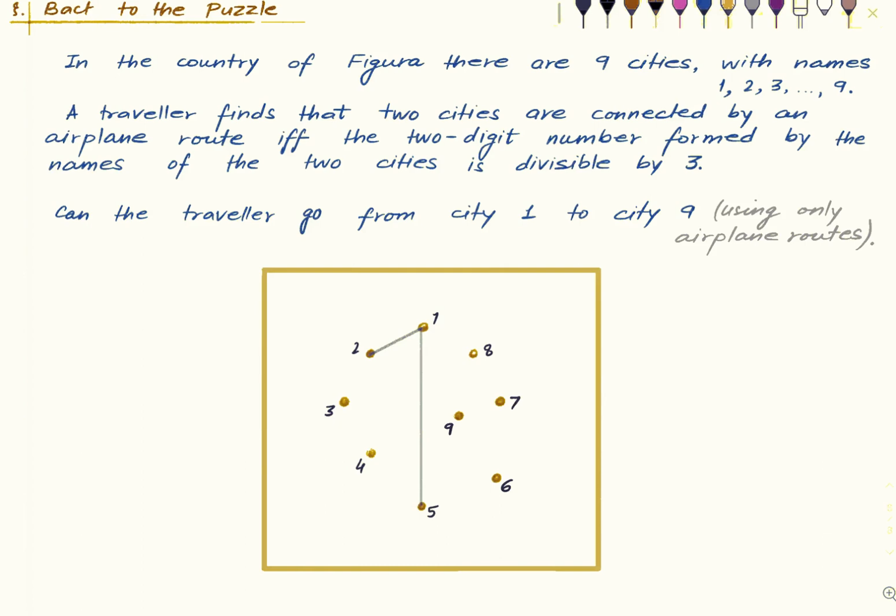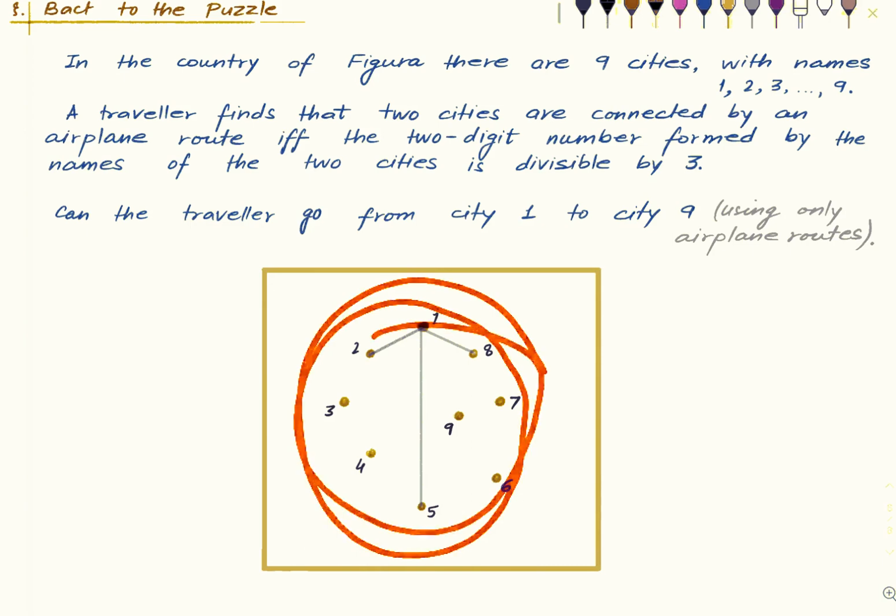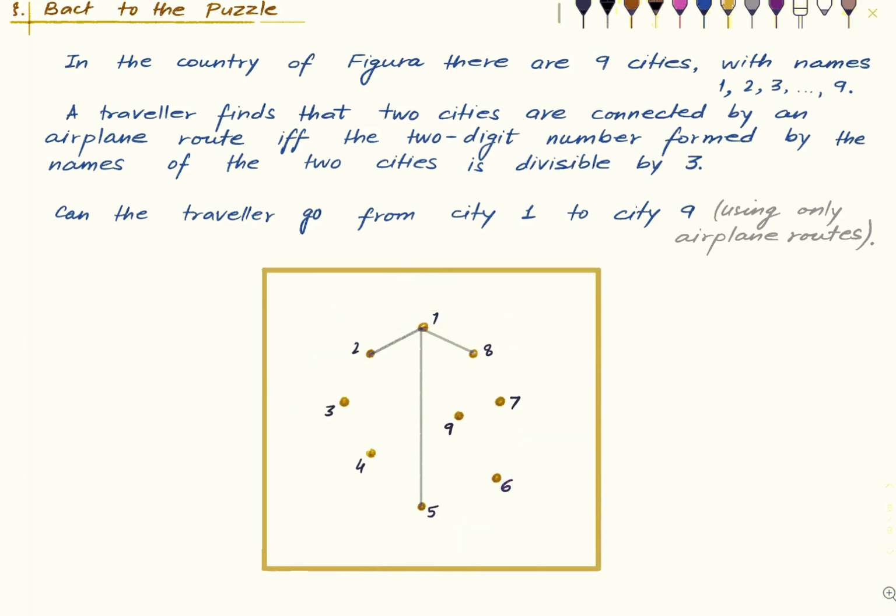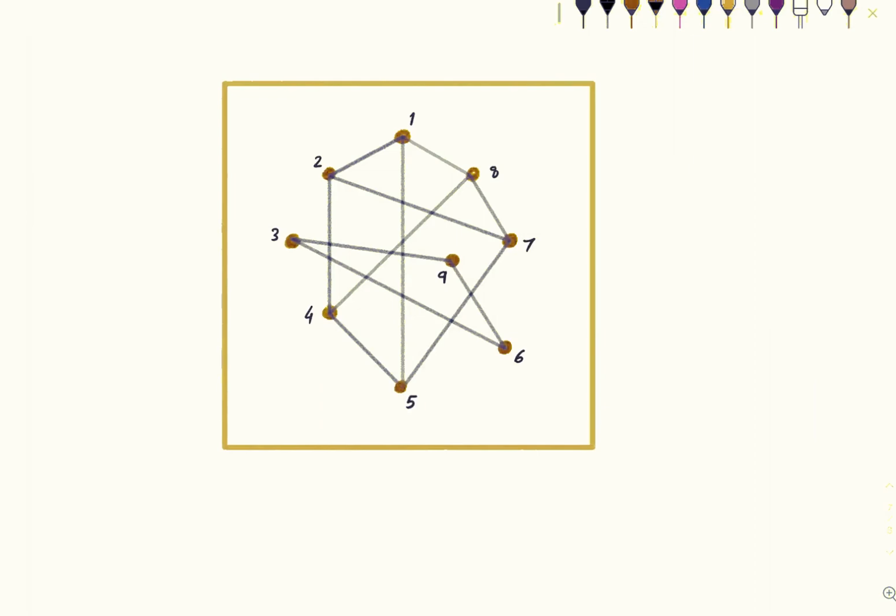And 16 is not, 17 is not, but 18 is. So we will join an edge. And going this way, we will be able to make a graph on this vertex set. And if you complete this, you get this picture. So this captures exactly which cities have airplane routes between them. 8 and 4 have because they have an edge between them, but 8 and 5 do not have a direct airplane route because there is no edge between them. However, you can still take a path consisting only of airplane routes, right?